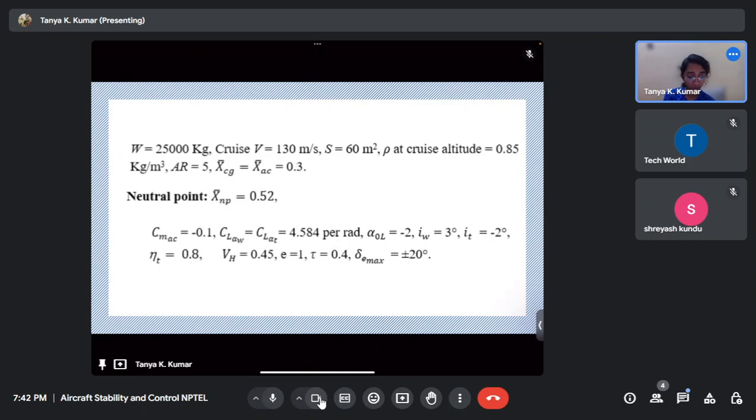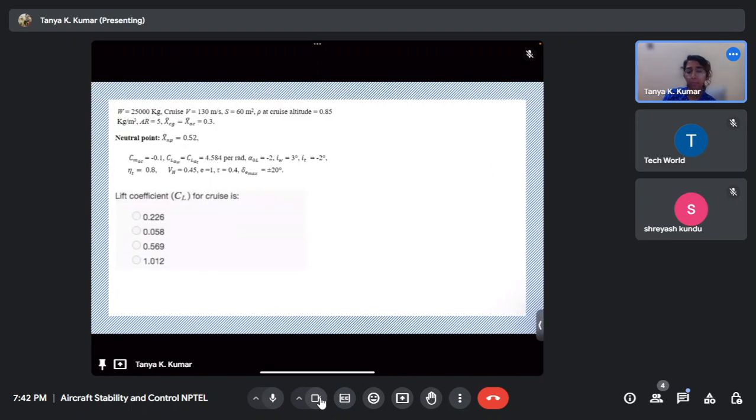Okay, now let's look at the questions. Lift coefficient for cruise is fairly simple, right? We've been doing this for a while now. So what is the lift coefficient for cruise? For cruise, the condition is lift equals weight, and they've asked you to find the coefficient of lift for this condition. Just find out quickly.